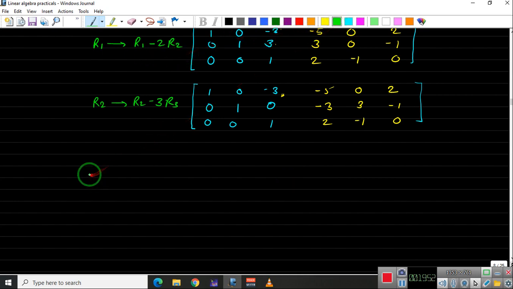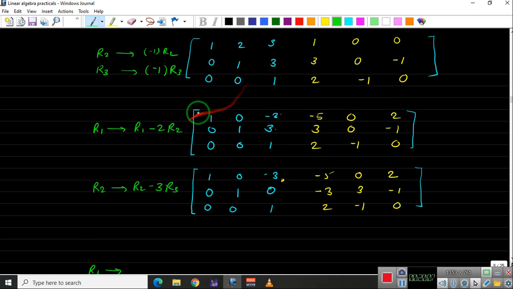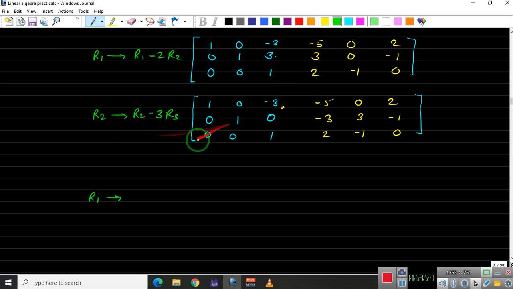We will use operation R1 will change to, already -3 we have. Okay, so to make this, we have minus 3, correct? If any error, you can rectify the error. So from here we got this, and R1 changes to 2 times R2, so this will be 6 minus 3. So now this R1 will change to R1, already minus 3 is there, so plus 3 we need, so 3 times R3. Okay, and with this we will get the identity matrix here.